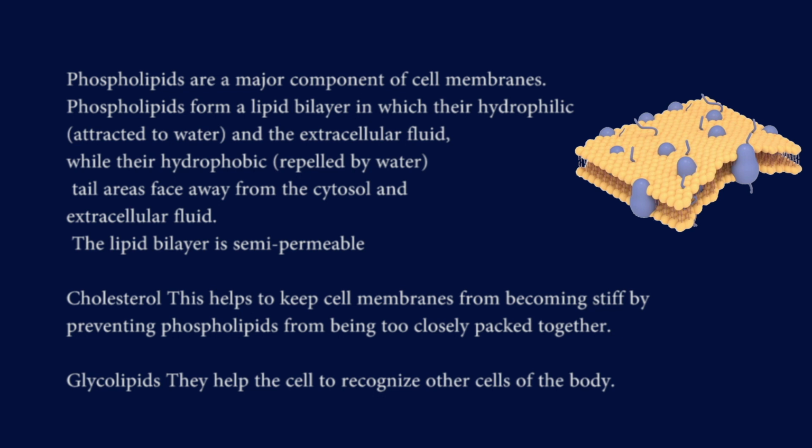Glycolipids are located on the cell membrane surface and have a carbohydrate sugar chain attached to them. They help the cell to recognize other cells of the body.